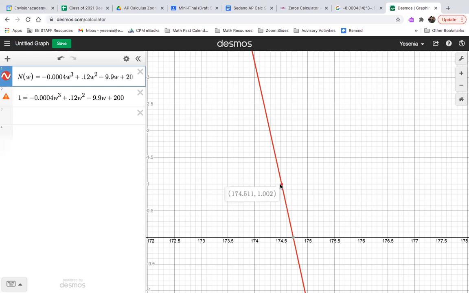I think it was about here. Oh, I got something better. 1.002. It's even closer to 1. I wonder exactly at 1 though. I wonder how we can get that, if anyone knows.